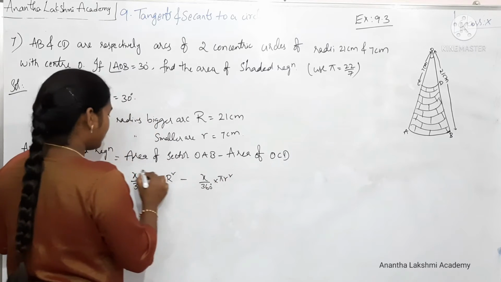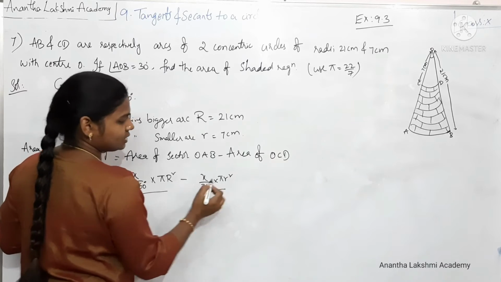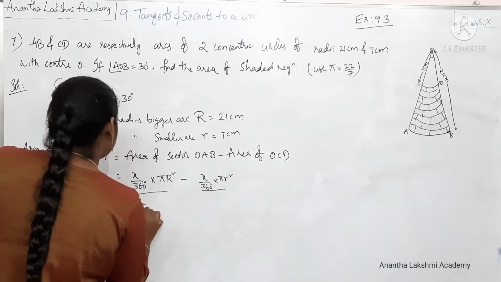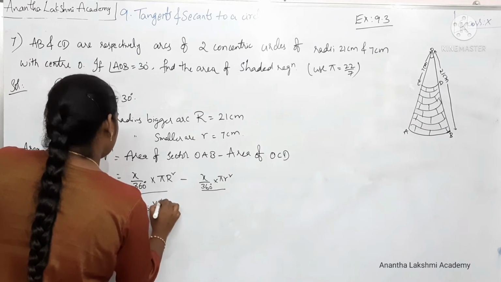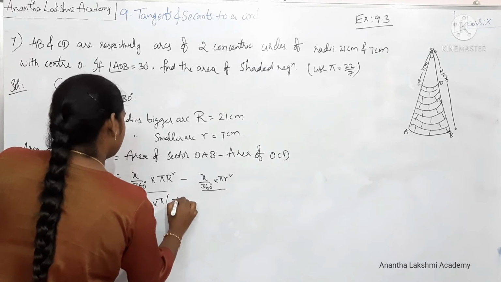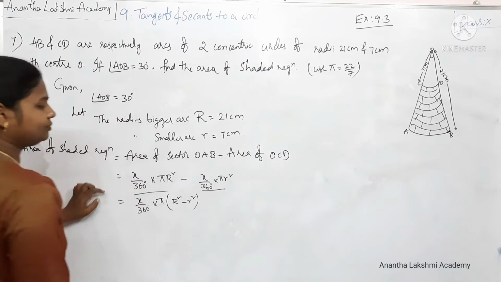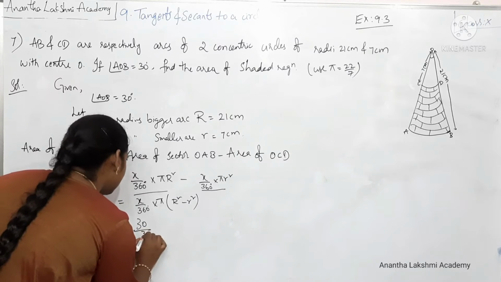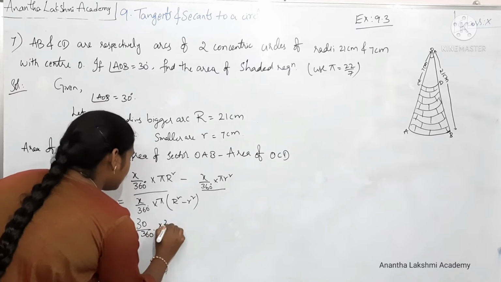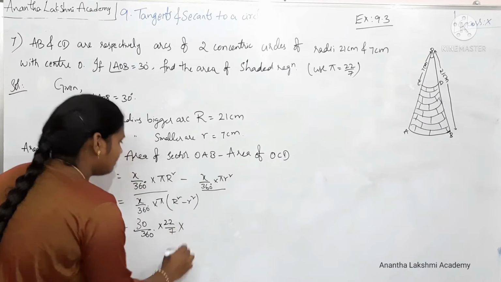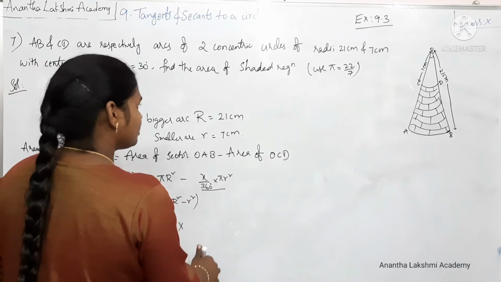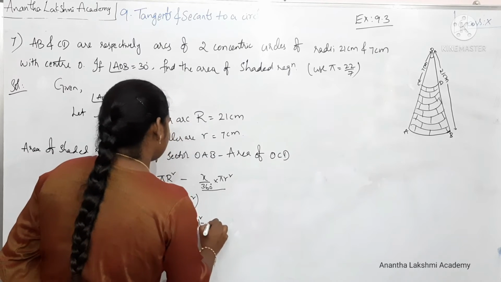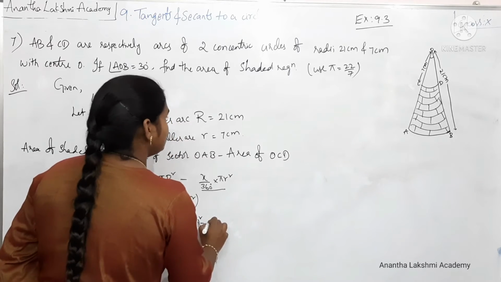If you look here, x by 360 into pi is common. So I am taking that out. That becomes x by 360 into pi into R square minus r square. So what is x? Given as 30 degrees, 30 by 360 into pi, we are supposed to use it as 22 by 7. And R square minus r square is nothing but 21 square minus 7 square.